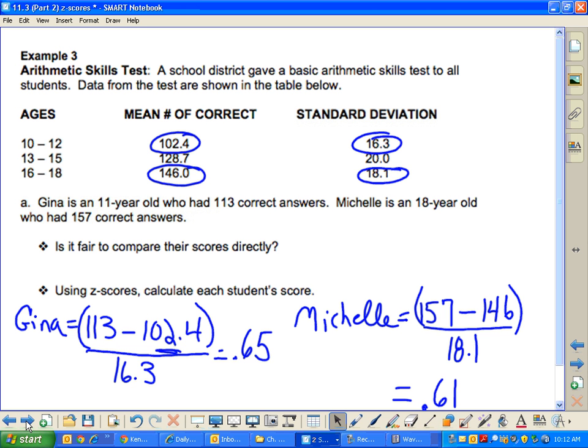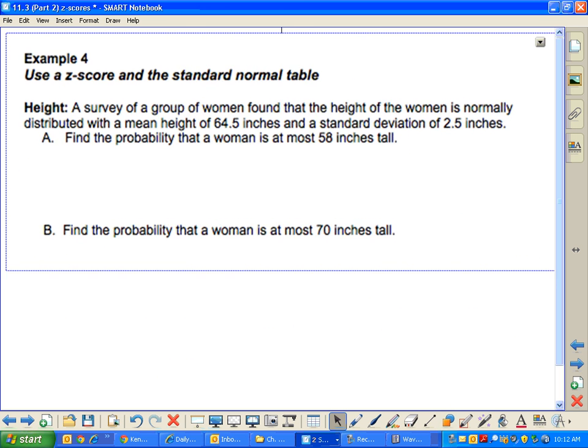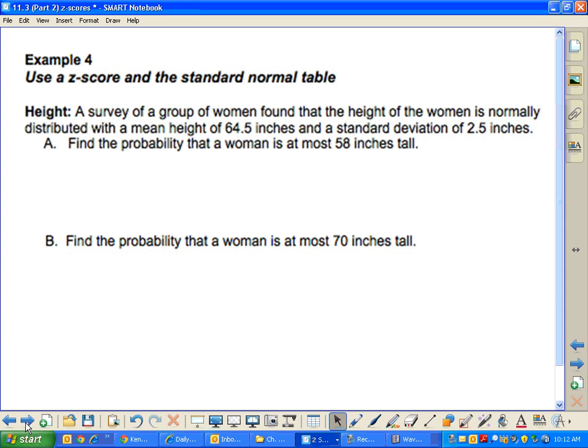Okay, now what we're going to do is talk percents. So how does this connect to the probability that Gina did better than her peers? What percent chance does a student have to score better than Gina? We can answer those questions if we understand the next example. So what we have here are heights, and I did tell you yesterday that heights of adult women and men are normally distributed. They fit a bell curve.